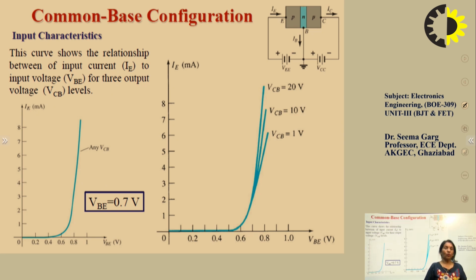So why do we require 3 types of configuration? Why is one configuration not sufficient? The answer is, all 3 have different characteristics as well as applications. At one point, if I explain right now, I can say that the common base configuration and the common emitter configuration are basically used for voltage amplification. So they are used in voltage amplifiers, whereas the common collector, which is also termed the emitter follower, has a voltage gain of nearly unity.